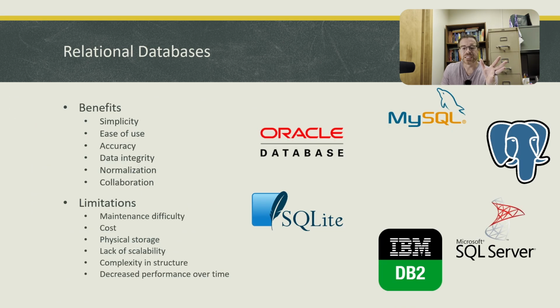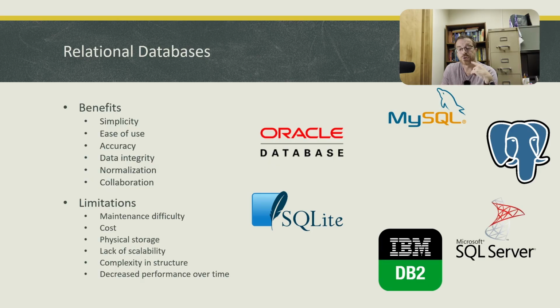And then here's some more examples of different ones. We've got Oracle Database, MySQL. These are just emblems you can see here. The benefits: simplicity, ease of use, accuracy, data integrity, normalization, and again, collaboration. Limitations: maintenance difficulty. It can be difficult to maintain, especially as the system gets older and continues to grow. It can become costly, again, as it continues to grow.